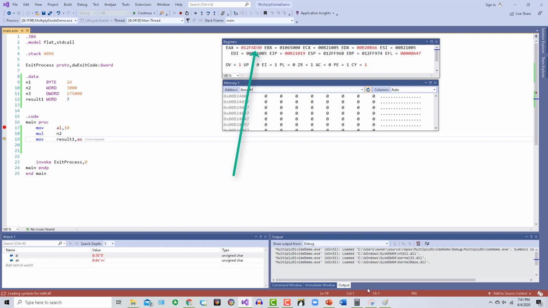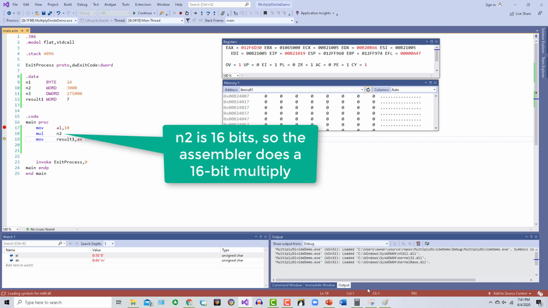Now look at AH and AL, and the carry flag. It's set. AH and AL contain 6D30 hex, which in decimal is 27,952. Wait, what? 10 times 3,000 is pretty much 30,000. What happened? The mistake is in thinking that we're multiplying 10 times 3,000. The assembler chooses between 8-bit, 16-bit, and 32-bit multiplication based on one thing, the explicit operand, which means we really just did a 16-bit multiply, not an 8-bit one.